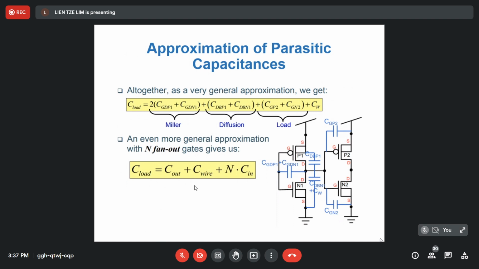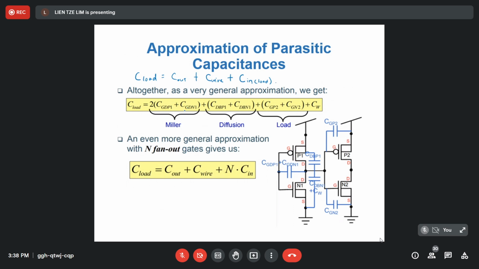Approximations of parasitic capacitance. A very general approximation is given here, for the load capacitance. The load capacitance comprises the wire capacitance, the output capacitance and the gate capacitance. The output capacitance was just mentioned. I rewrite it here again: C load is C out plus C wire plus C in, the input of the gate.